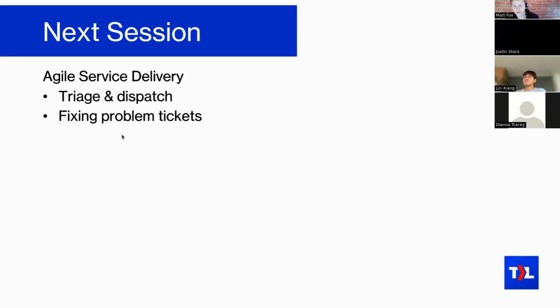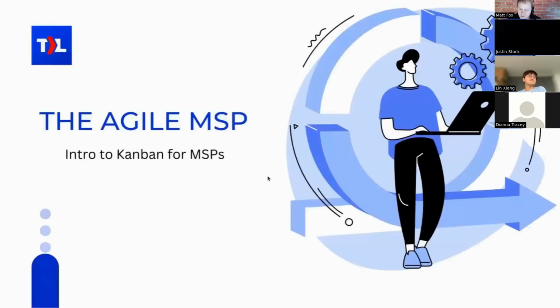Next session, we are going to start talking about specifics of triage and dispatch in an agile environment. That has to do with things I very briefly mentioned before, like the grocery store queue versus the dentist office, and identifying problem tickets and fixing them. So that's what we'll talk about next session. So that was the introduction to Kanban for the MSPs.